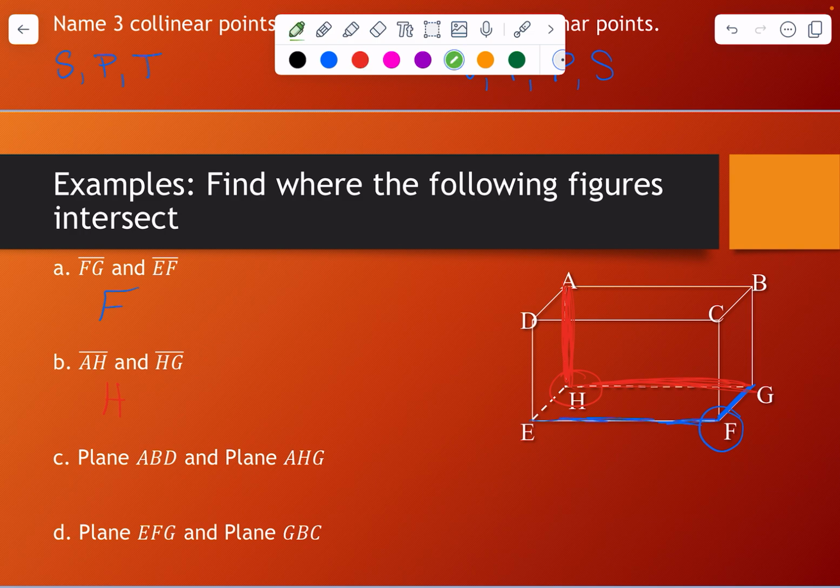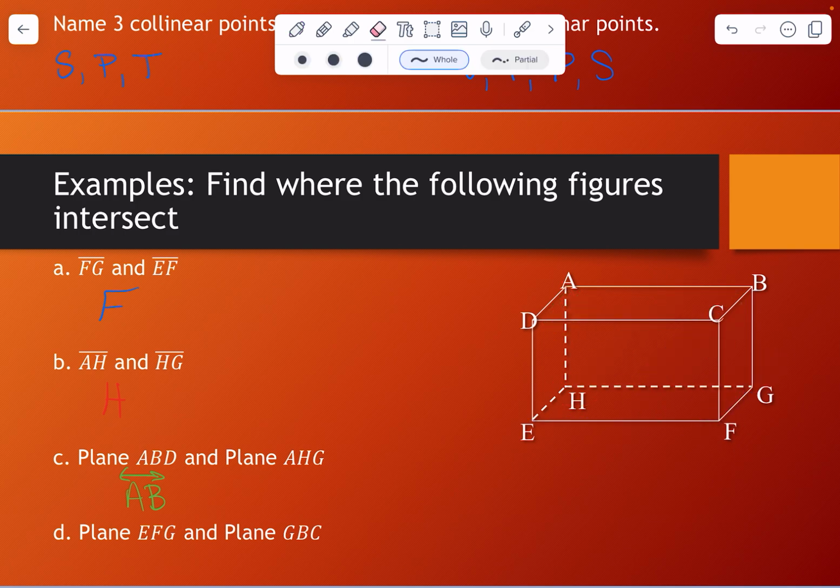Okay, what about plane ABD? So plane ABD is the one on top. If you think of the box, it's the one on top. Plane AHG, that would be the one on the back. So where do they intersect? They intersect at line AB. And the last one here, plane EFG.